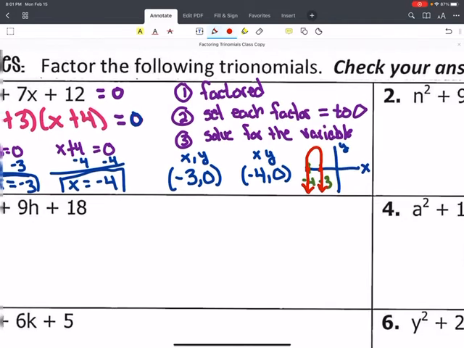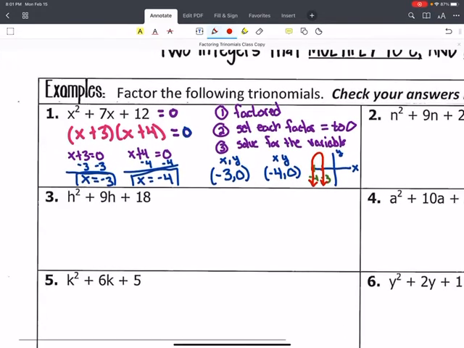So when we set things equal to 0, that's easy to remember. We set it equal to 0 to solve, and it becomes the zeros of the function. We also call those the roots.